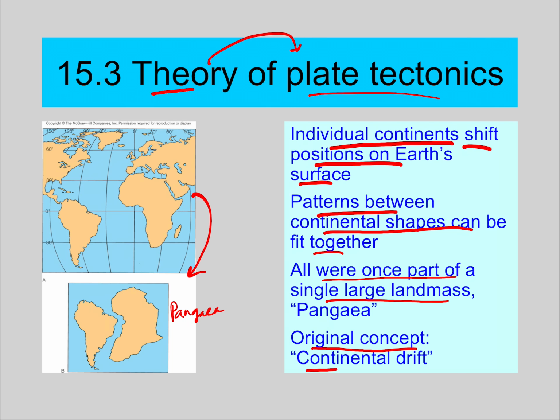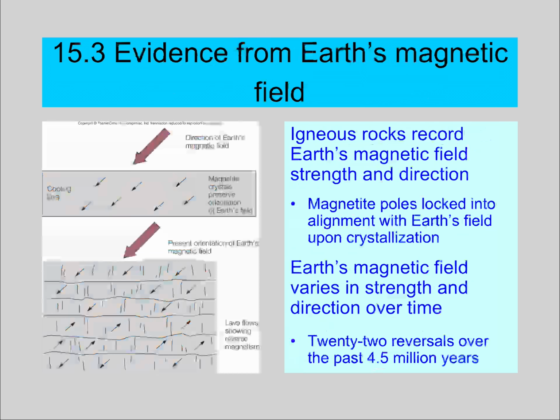Now, the original concept was called continental drift, which suggested that continents were simply drifting about without any real order or science behind it, but that isn't what's driving the movement of the plates. And so the theory of plate tectonics replaced continental drift. So what evidence do we have for that?